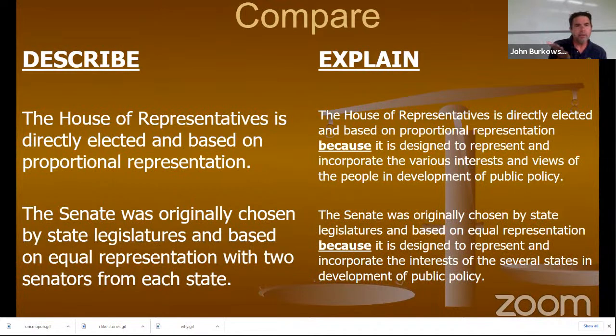Remember, you have to be fair to compare. So when you describe, you say, well, the House of Representatives is directly elected and based on proportional representation. Cool, we already got that. Don't leave the Senate hanging, you gotta throw in the Senate. The Senate was originally chosen by state legislatures and based on equal representation of senators from each state. Big difference.